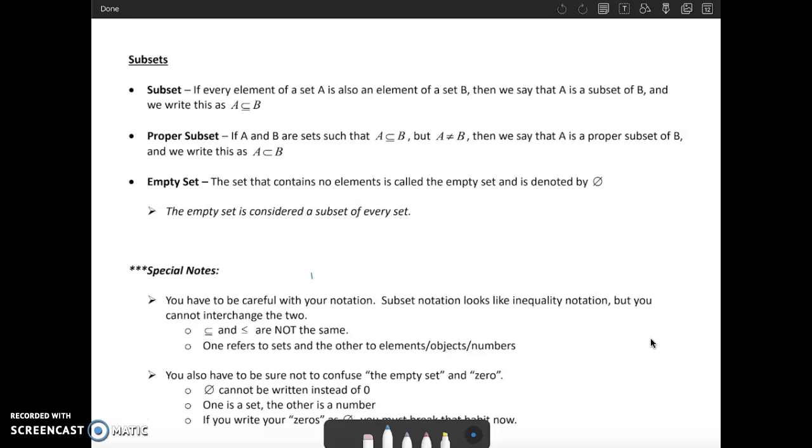So we've got some special notes here. Whoops. I'm drawing when I don't mean to. Okay, so some special notes.